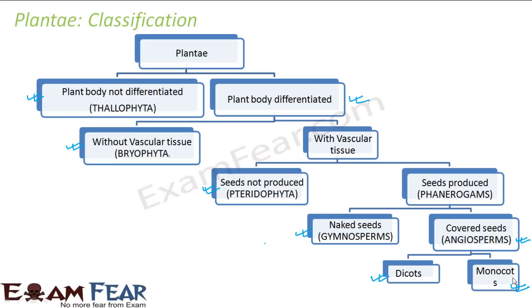So this is broadly the classification of the plant kingdom based on similarities and dissimilarities between different types of plants. In this lesson, we are going to talk about each of these types in detail one by one.